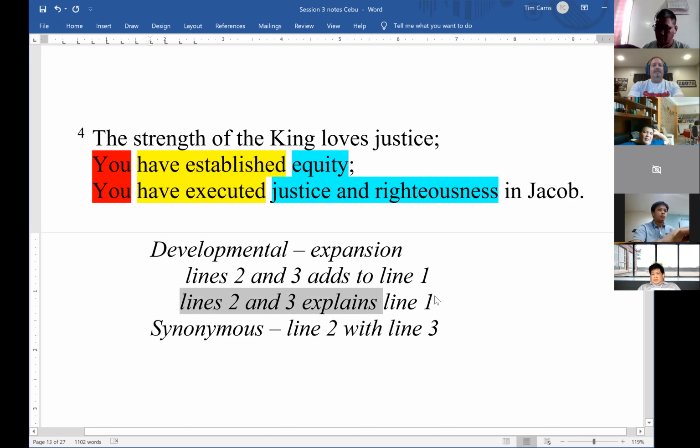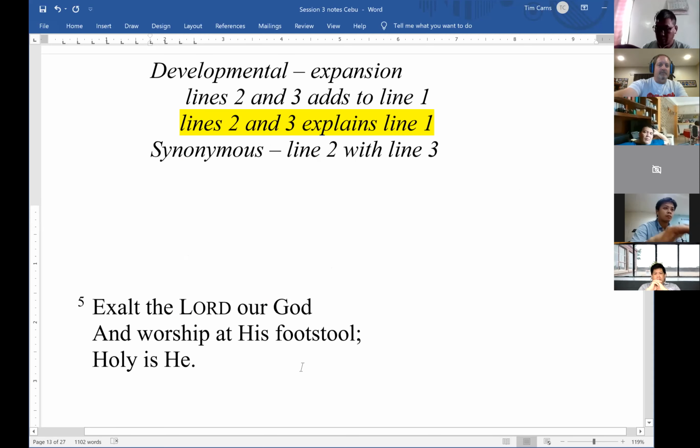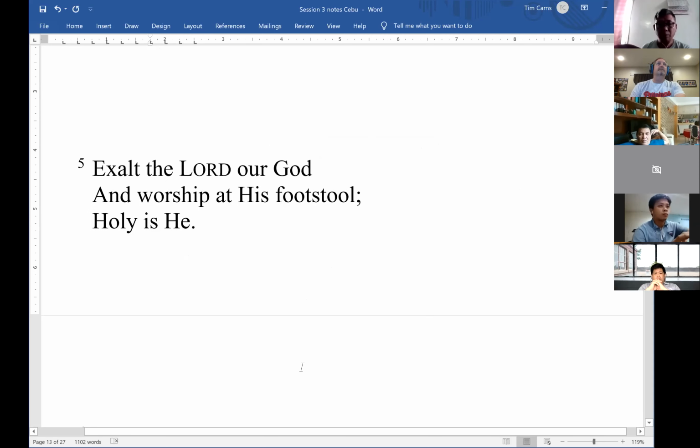I think that's probably a stronger possibility. So let me highlight it. Do you guys see how lines 2 and 3 are synonymous? Those are clearly synonymous with each other. And then the relationship between line 1 and lines 2 and 3 is that lines 2 and 3 explain or illustrate line 1. Usually I would say explain; illustrate I use for when it's a picture that's given. But okay, very good. All right, let's go to verse 5. Are there any questions on verse 4?